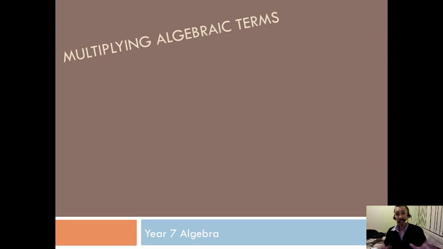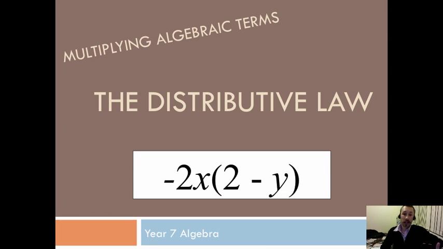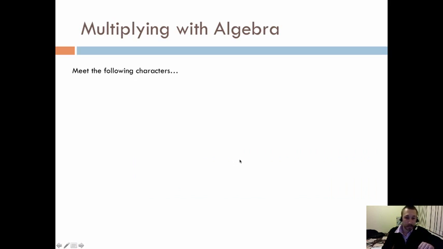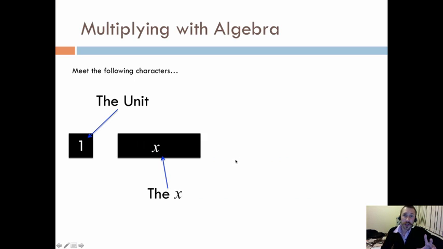Alright guys, as I've said, today's lesson is all about the distributive law, and basically this means multiplying algebraic terms. By the end of the lesson, you're going to be able to multiply these algebraic terms and actually apply it correctly. This isn't the easiest of skills to do, so you need to make sure you're focusing the whole time and following each prompt as I give it to you. Now I'm going to introduce you to a few characters.